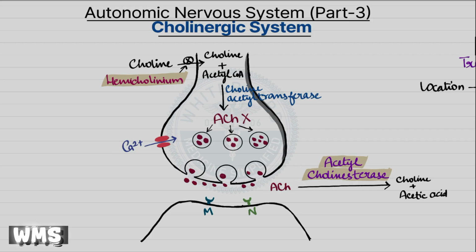Now think logically about the consequence. If choline cannot enter the neuron, then it cannot combine with acetyl-CoA. As a result, acetylcholine will not be synthesized, and if acetylcholine cannot be synthesized, then over time the stored vesicles become depleted. As a result, when a nerve impulse arrives, less acetylcholine is available for release. So the ultimate effect of hemicholinium is a gradual reduction in acetylcholine levels at the synapse, leading to decreased cholinergic transmission.